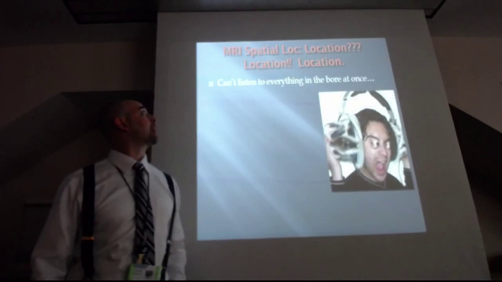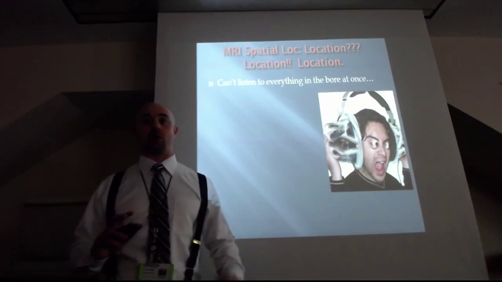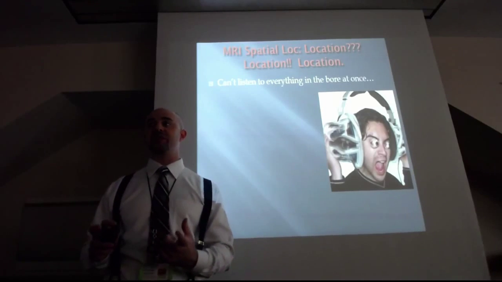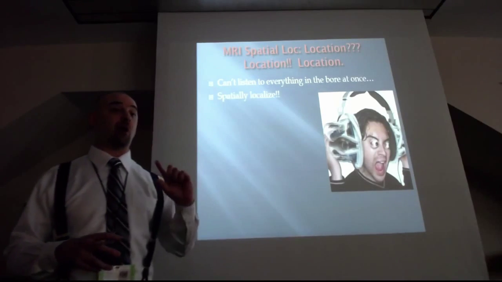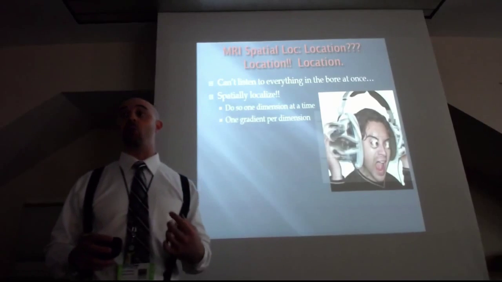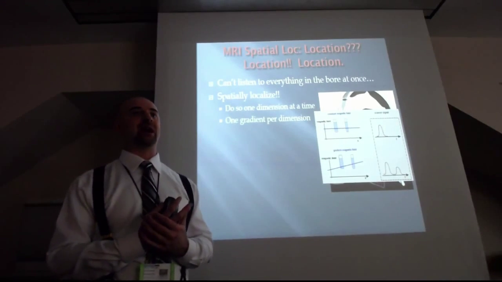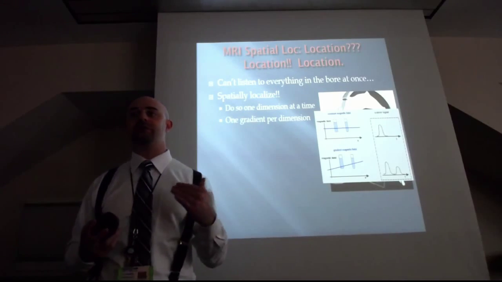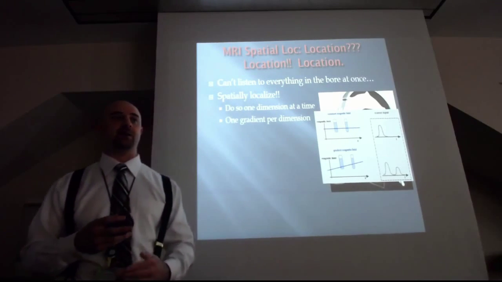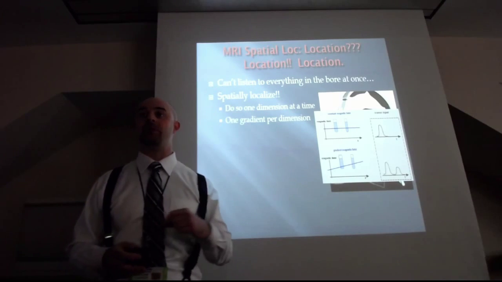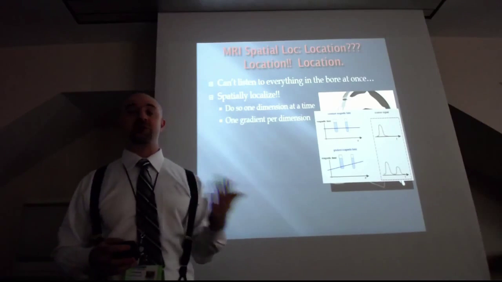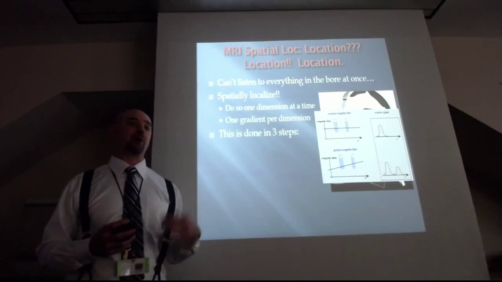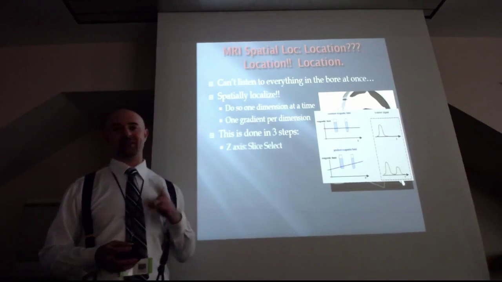Okay, so you can't listen to everything all at once because it would just be one lump of stuff. But you recall when we do receive the signal, it is a sum of all of the oscillating magnetic moments or protons that are NMR active that are within the bore. We have to do it basically one dimension at a time. And we can separate those out by manipulating gradients along the spatial directions. There's going to be one gradient per dimension, so obviously it's done in 3 steps, and space has 3 dimensions.